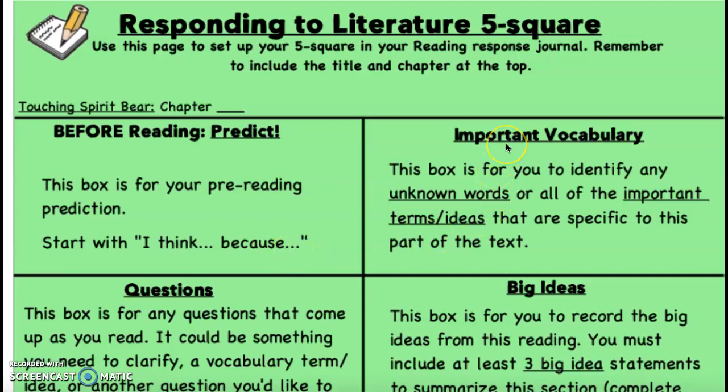The second square is for important vocabulary. This box is for you to identify any unknown words, or if you are familiar with all of the words, all of the important terms or ideas that are specific to this part of the text or this chapter. That means that if you read the entire chapter and you were familiar with all of the words, you are going to categorize or pull words from that chapter that are important to that chapter.